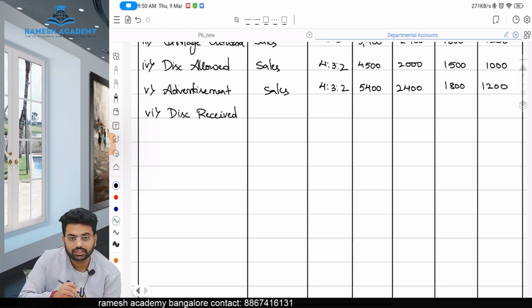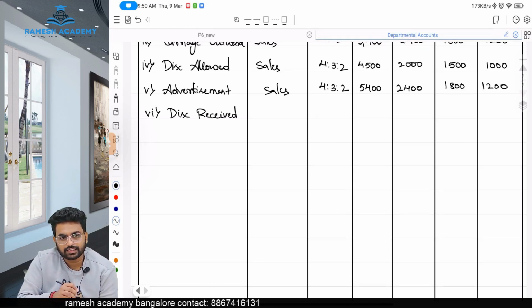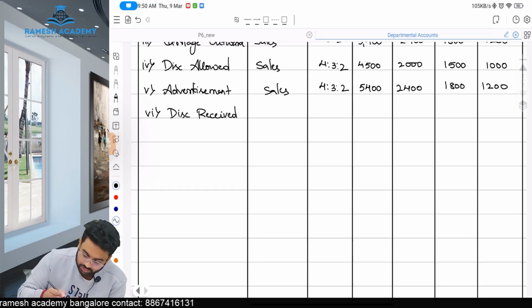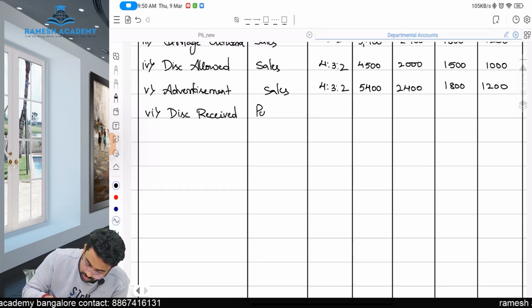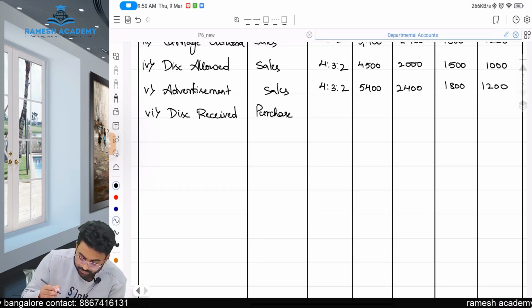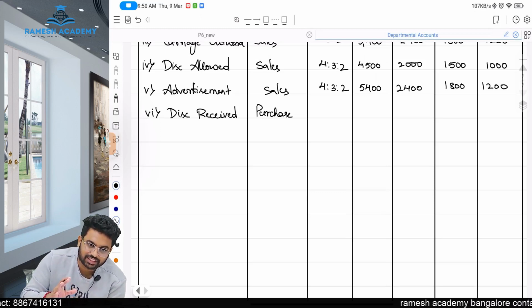Sir, who will give a discount? Discount will be given by the creditor. How will he become our creditor? Because we purchase from him. So it is going to be in the purchase ratio. Discount received is going to be in the purchase ratio. Basically these are cash discounts.